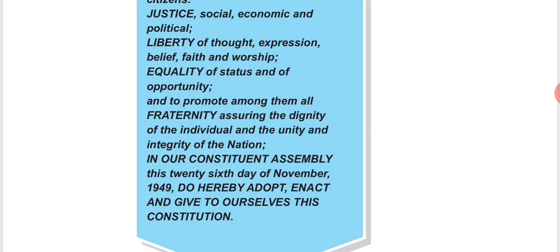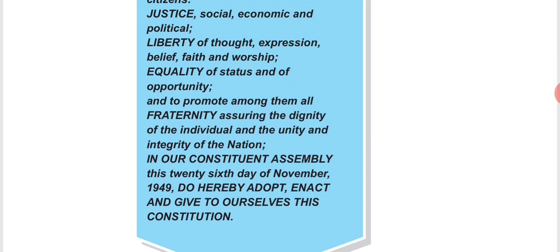Then further it is stated in our Constituent Assembly. Now what is Constituent Assembly? A Constituent Assembly is a body formed with the help of a group of people who are elected representatives, and they are assembled together in a body for the purpose of drafting a constitution or making any changes in the constitution. That group of people is known as Constituent Assembly.